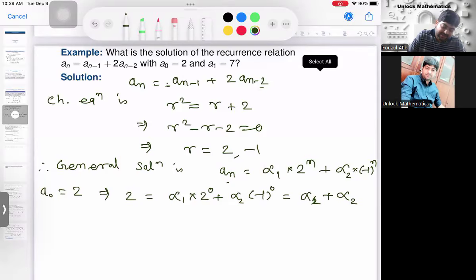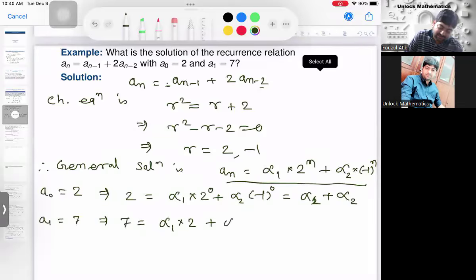This is equation 1. Then again, the initial value a1 is equal to 7, it is given. So put n equal to 1 in the solution. So a1, the left hand side, is 7, which is equal to alpha 1 into 2 to the power 1 plus alpha 2 into minus 1 to the power 1. So you will get 2 alpha 1 minus alpha 2. So we got two equations: alpha 1 plus alpha 2 equal to 2, and 2 alpha 1 minus alpha 2 equal to 7.